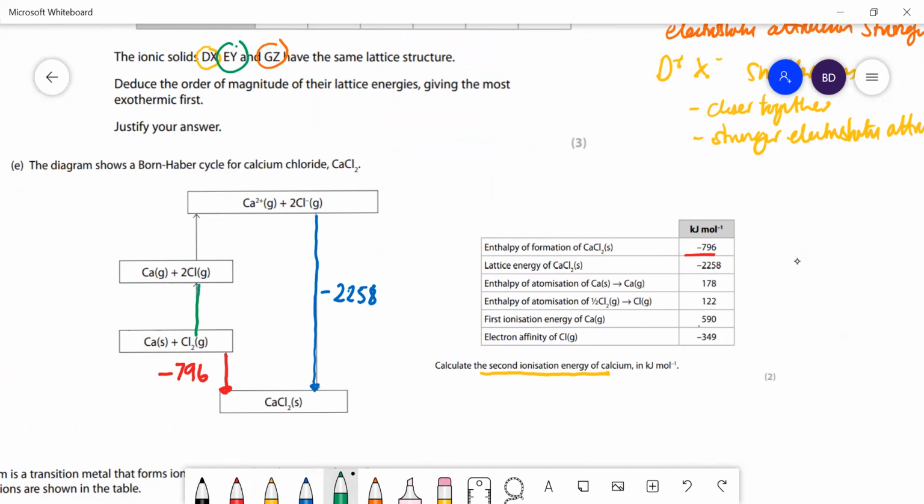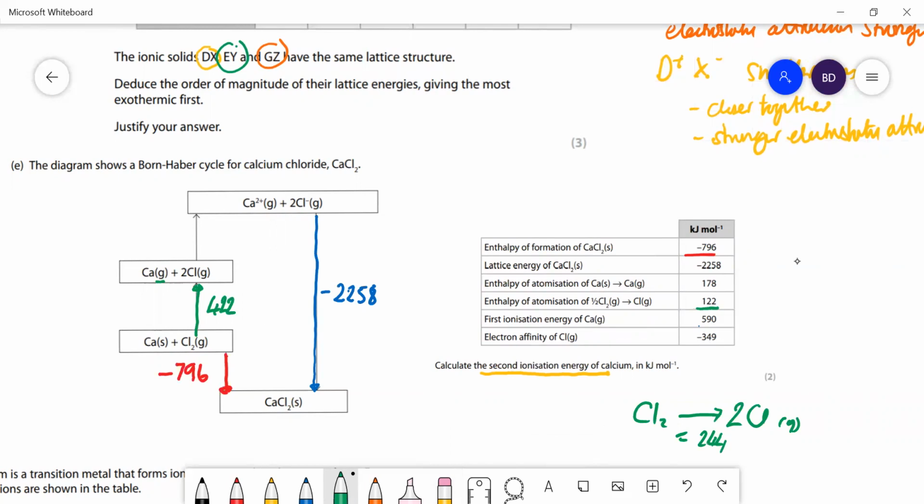This step here is confusing because we're doing two things. We're atomizing the calcium. If you look, the state symbols changed there. So you have to put in the atomization of calcium, 178. But we've also atomized chlorine, Cl2 to 2Cl gas. So that is 2 times the atomization, 2 times 122, that's 244. So that's 178 plus 244 for that change, which is 422.